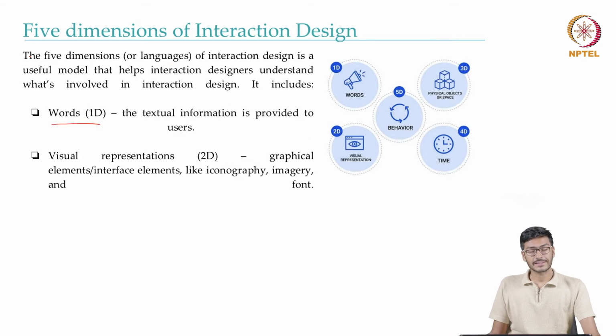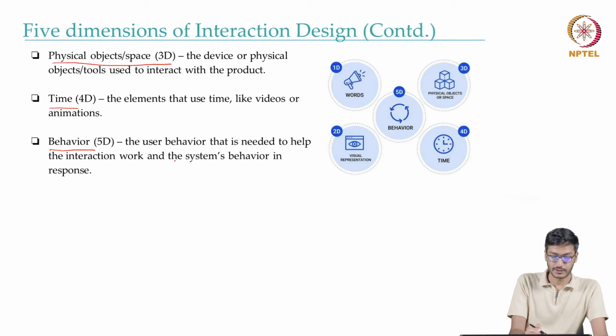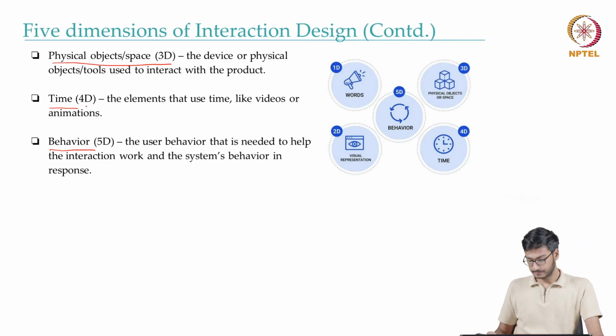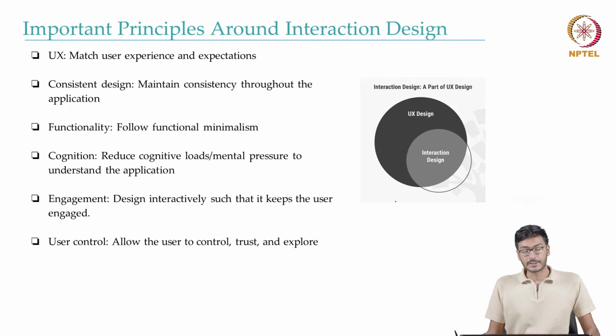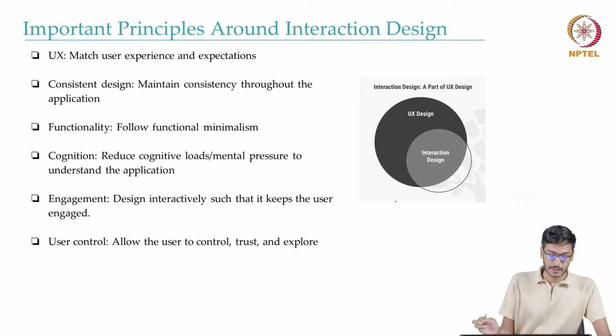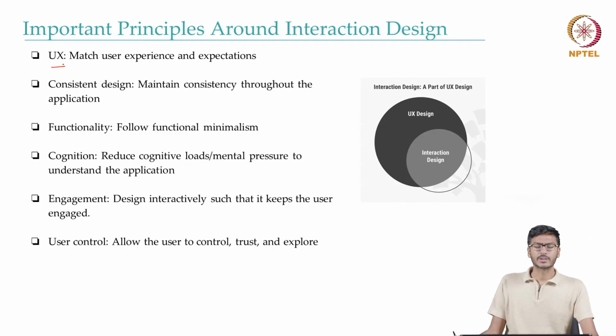Why we actually study the five dimensions is that it helps interaction designers to understand what is involved in interaction design, which is the words, the visual representations, the physical objects, the time, and the behaviors. So now we come to some of the important principles around interaction design. These include UX, how to match the user experience and expectations.